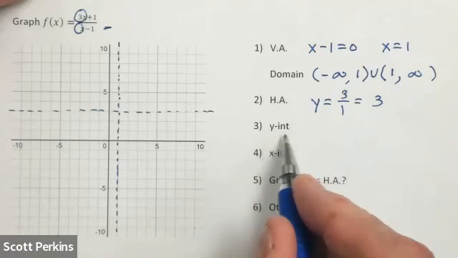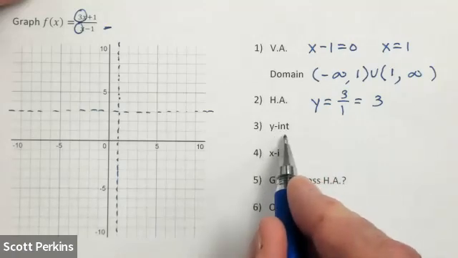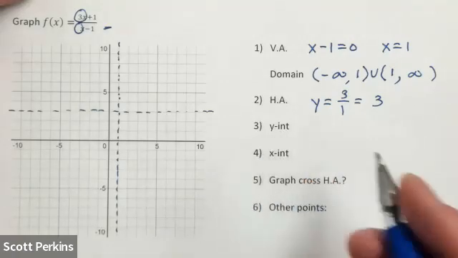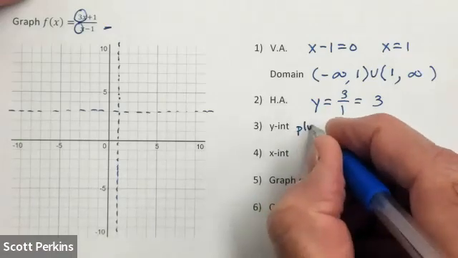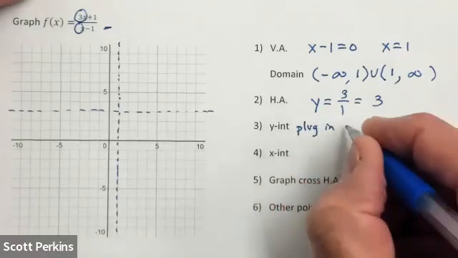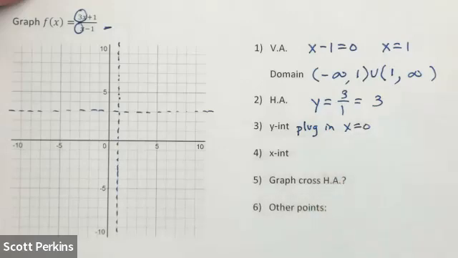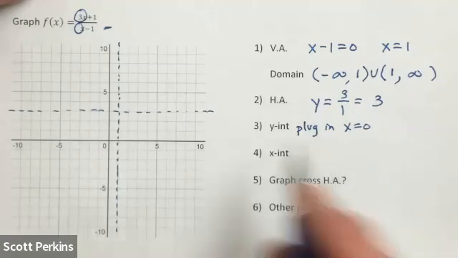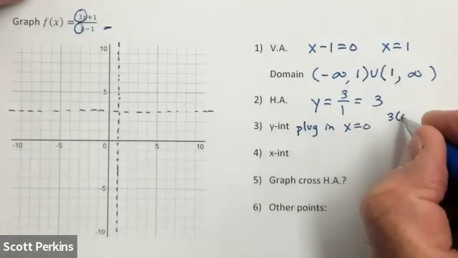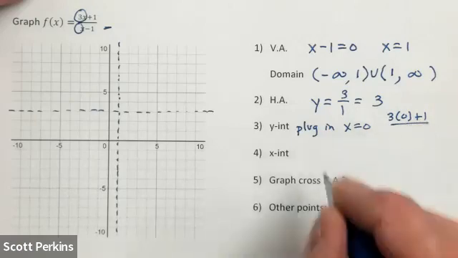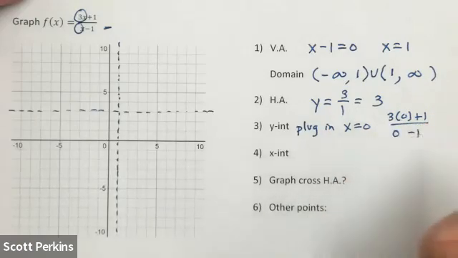So the first point that is relatively easy to get is my y-intercept. You get the y-intercept by plugging in the value x equal to 0. Okay, that's going to give me where the graph crosses the y-axis. So when I do that in the numerator, I have 3 times 0 plus 1. In the denominator, I have 0 minus 1.